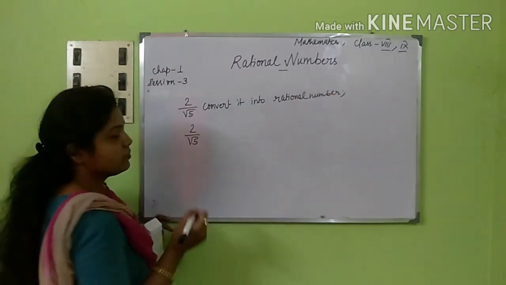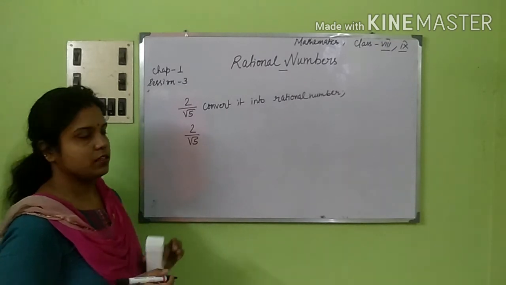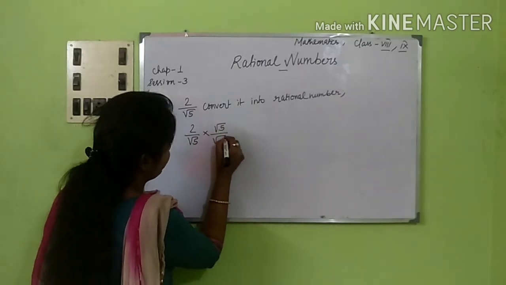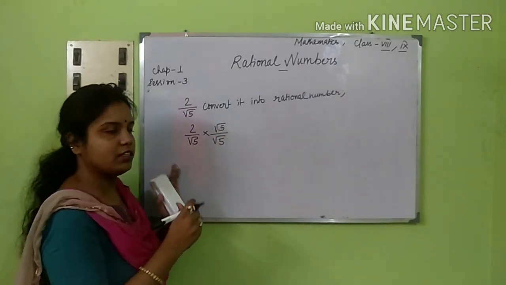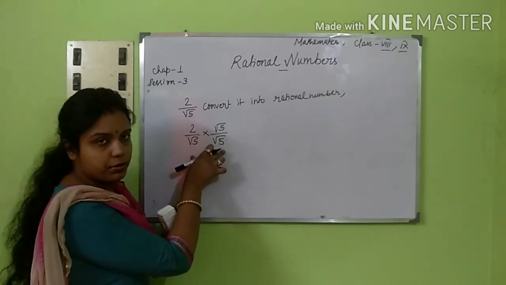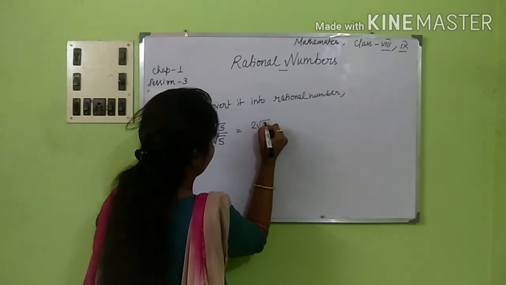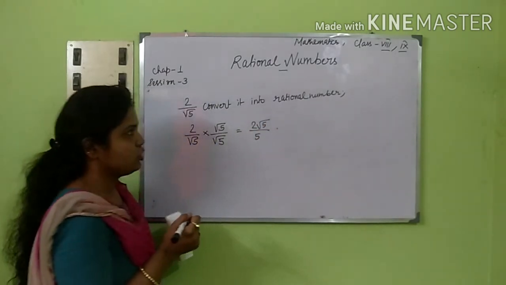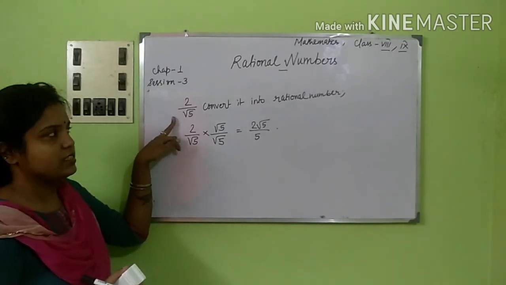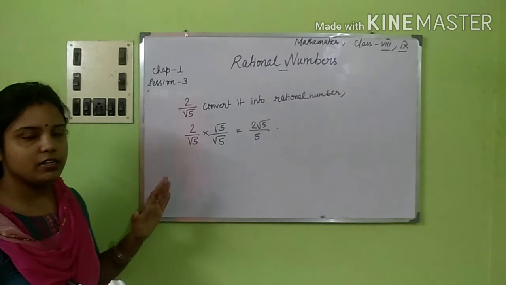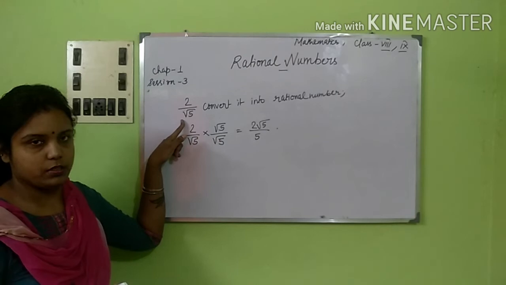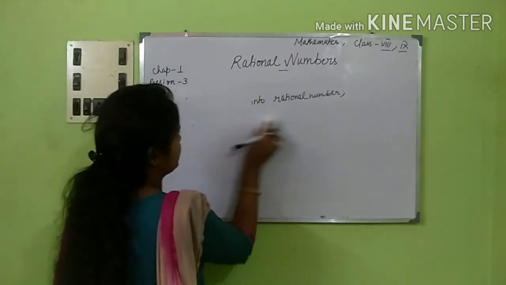We know the word rationalizing, right? Root 5 will be multiplied in the denominator and the numerator. We have to see that the denominator becomes a normal number, not an irrational number. So we are going to get 2 root 5 by 5. This is how we rationalize numbers. Rationalizing means the denominator should not be an irrational number. Now, this is one such example.